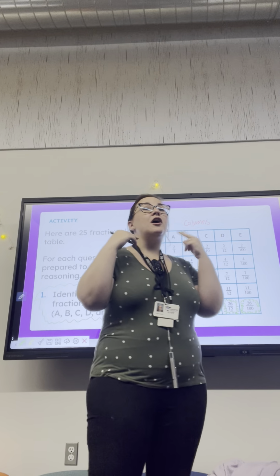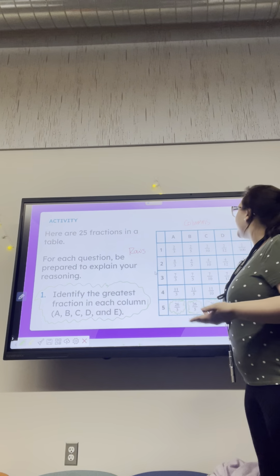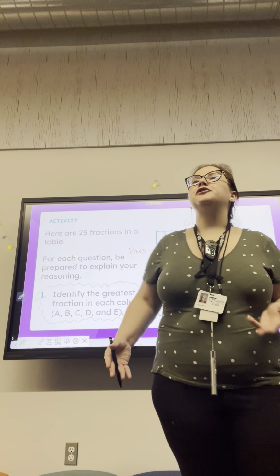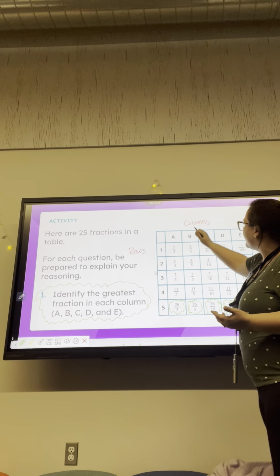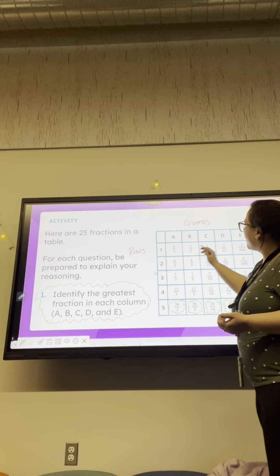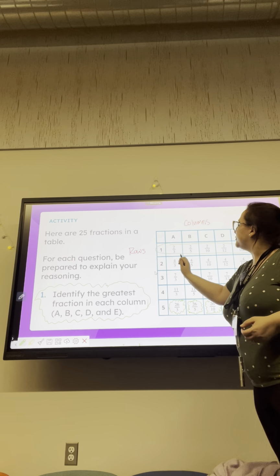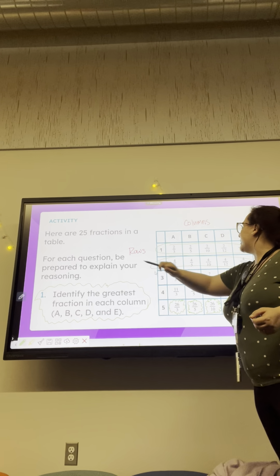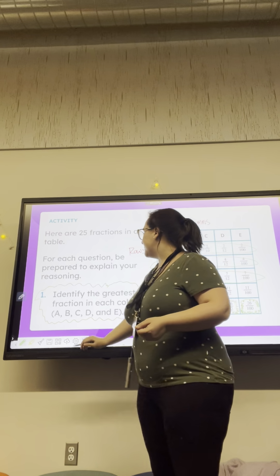Good. So, Jordan found all the right answers. So, great job, Jordan. The next one, question number 2, asks you to identify the greatest fraction in each row. So, remember, these are our columns, and these ones are our rows. So, number 1's row is right here. Number 2's row is right here. Number 3's row is right here. We're going to go ahead and go on to number 2.